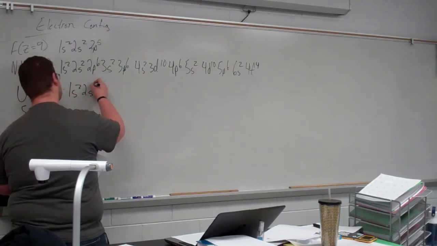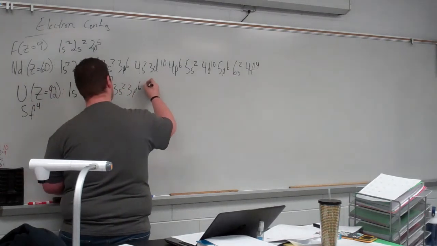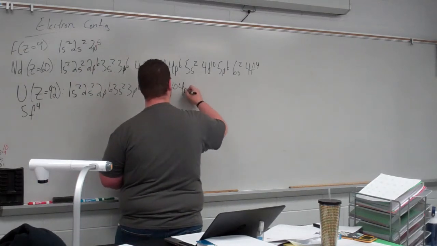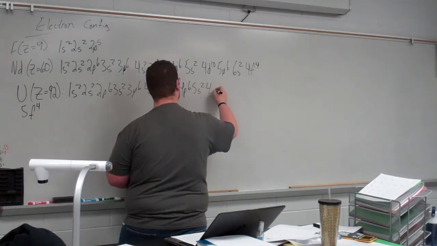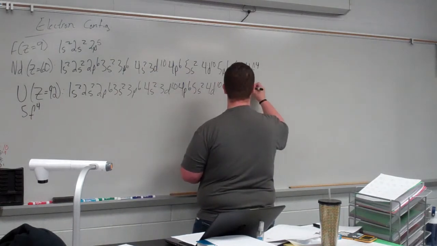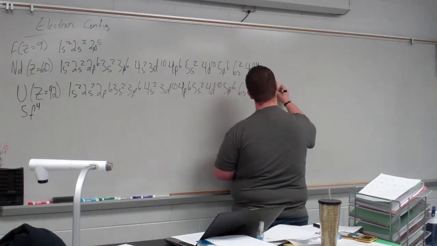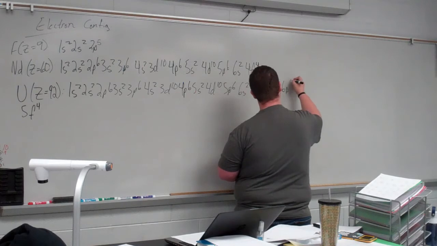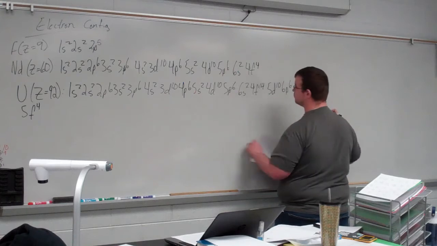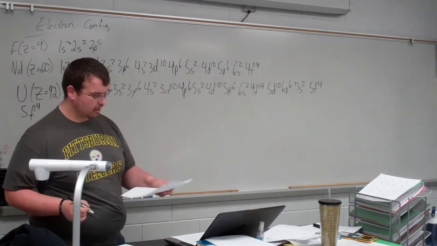1S2, 2S2, 2P6, 3S2, 3P6, 4S2, 3D10, 4P6, 5S2, 4D10, 5P6, 6S2, 4F14. Oh, 5D10, 6P6, 7S2, and 5F. Stopping point 4N, so 5F4. Bada boom, bada bing.